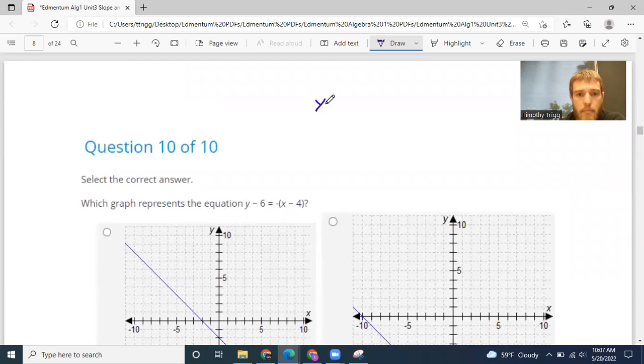Here we have y minus 6 equals negative (x minus 4), and this is in parentheses here. Okay. Well, this one is in point slope form. But I know this one is not as familiar as the slope intercept form. The y equals mx plus b, you're probably more familiar with that now at this point. So one thing we can do is always just change it into slope intercept form. Change it to y equals mx plus b.